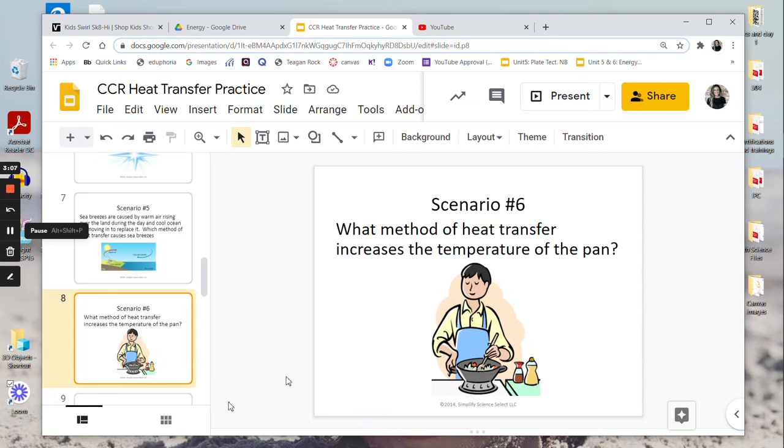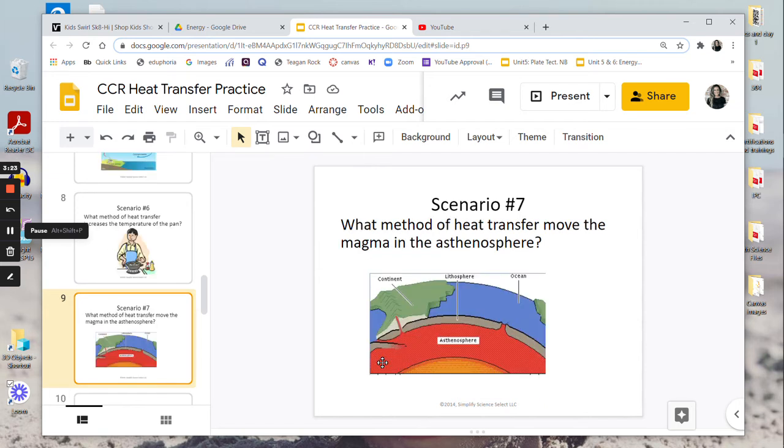Scenario number 6, what method of heat transfer increases the temperature of the pan? The pan is directly on the stove, so if they're in direct contact, remember that is always going to be conduction. It is directly heating up that pan. If it was not on the stove top, it would not be heating up.